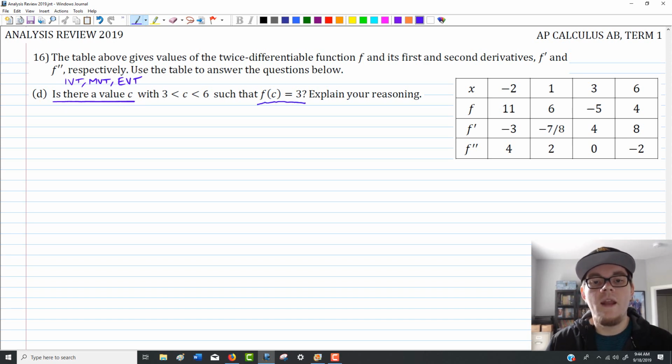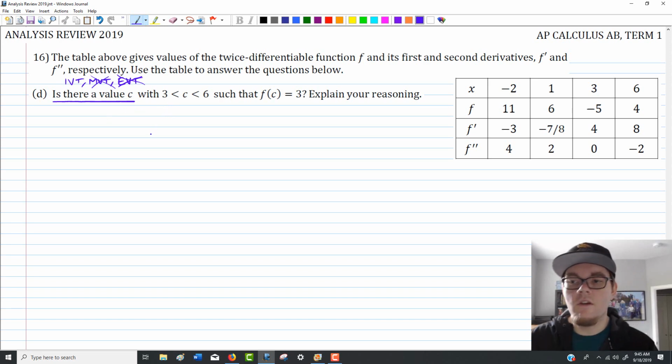In this case, we're talking about f of c equaling 3. So that leads me to think, since it's just straight up f, we're probably going to use the intermediate value theorem, especially because the EVT is all about maxes and mins, and that's not what we're talking about here. And the mean value theorem involves slope. So I'm thinking it's not that one either. This looks like the intermediate value theorem.